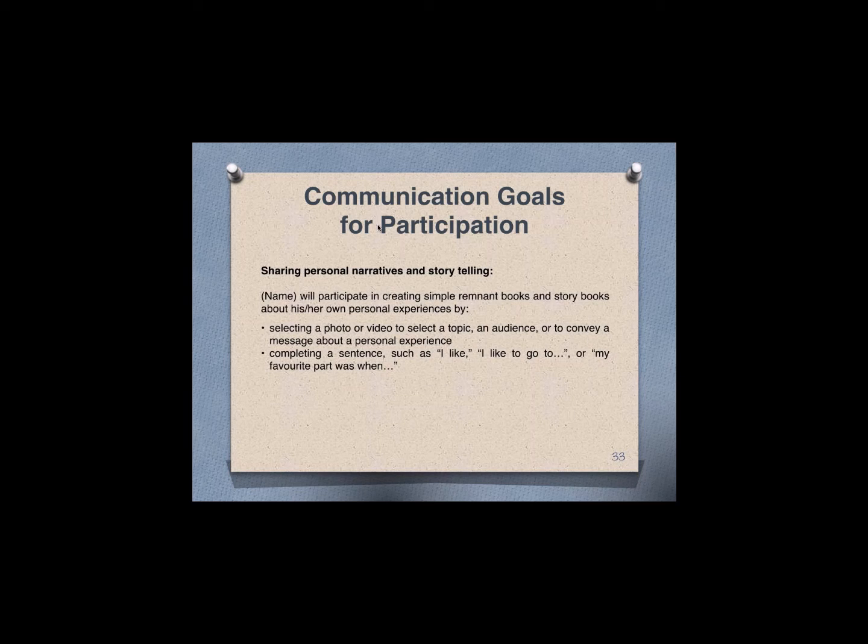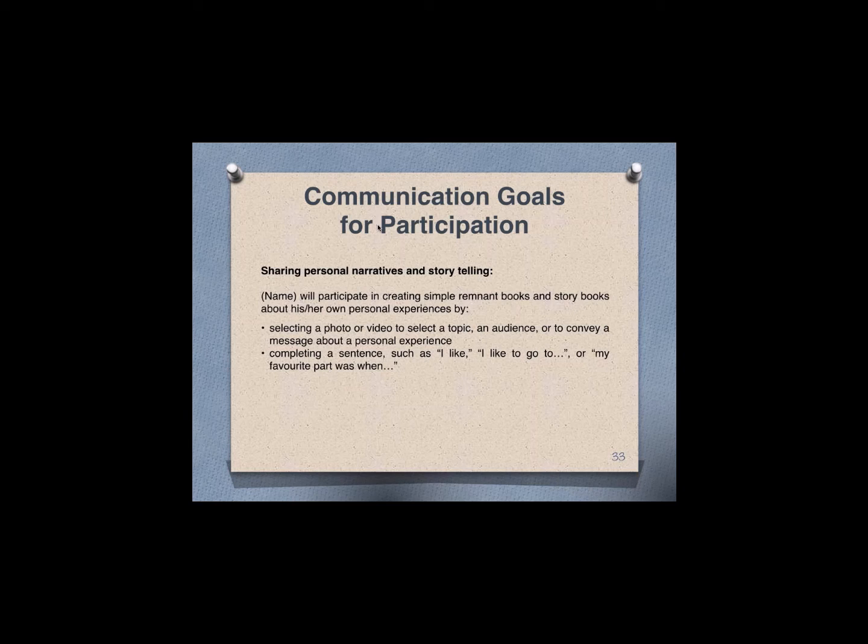So maybe they'll select the photo or video, or they'll select the topic of the book we're going to write, or they're going to select who we're going to send this message to, or who we're going to write a story for. Or they'll complete a sentence such as, I like, and now they'll offer that last word, or places that I like to go to. I like to go to, and they'll select a place.